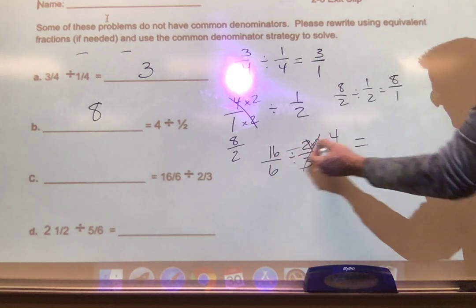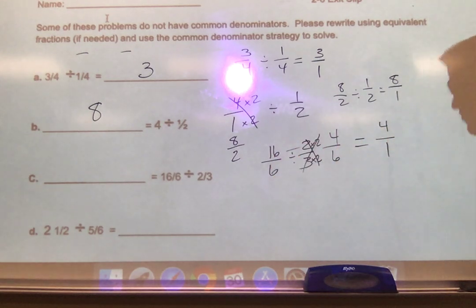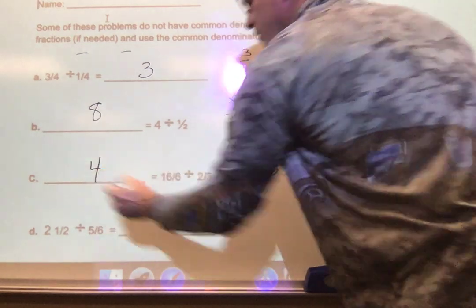Or I can just divide across. 16 divided by 4 is 4 over 1. So I know the answer is 4.